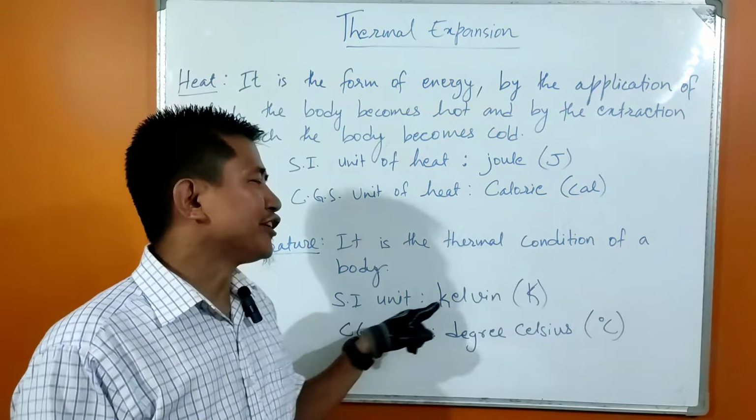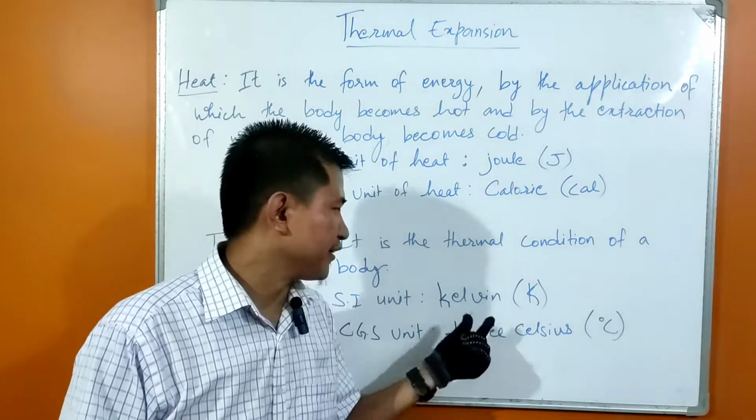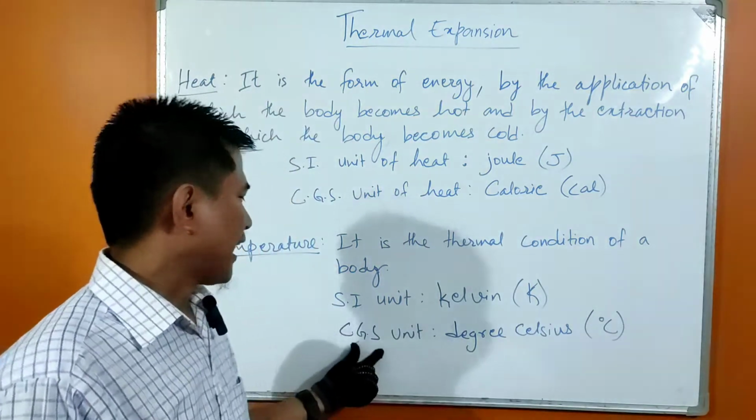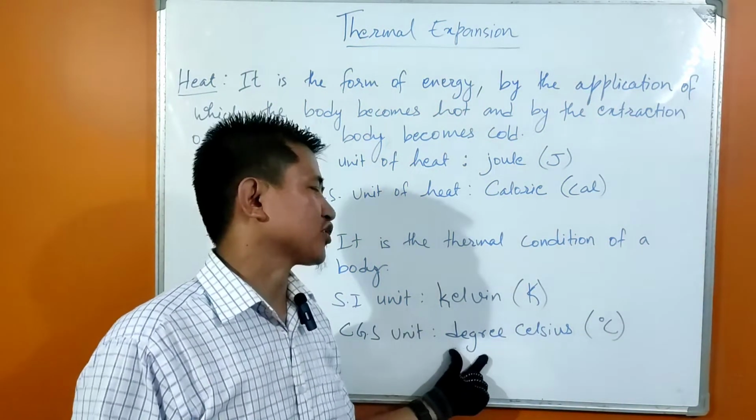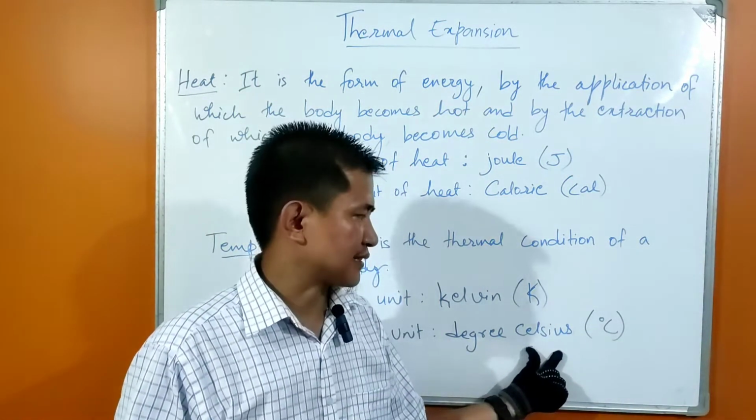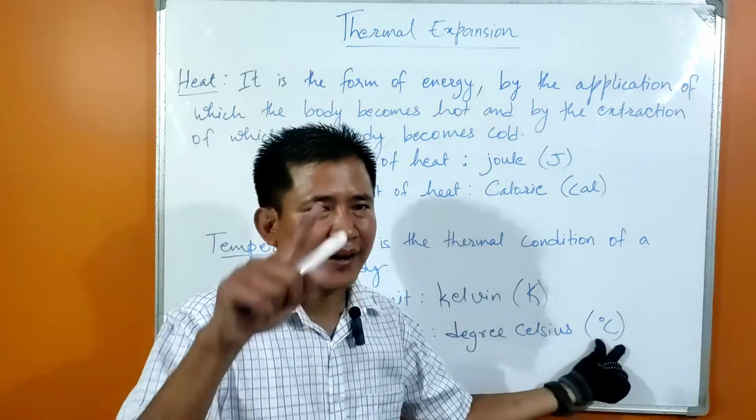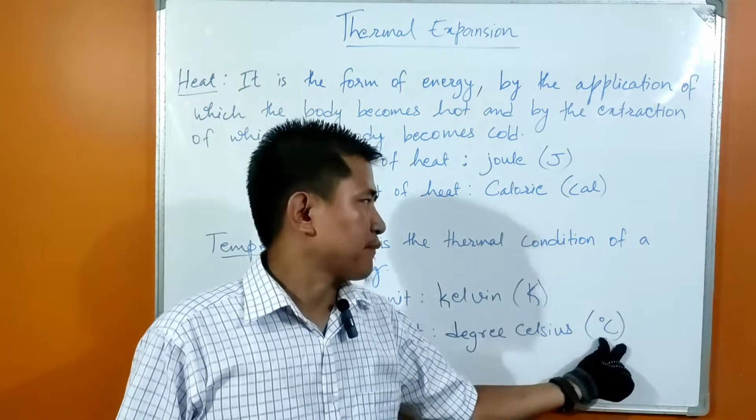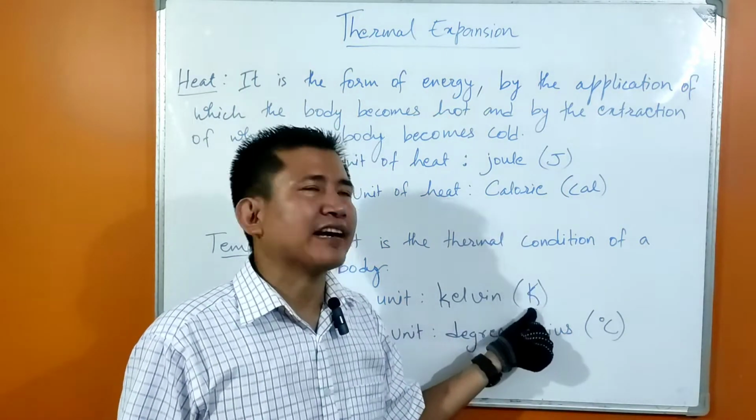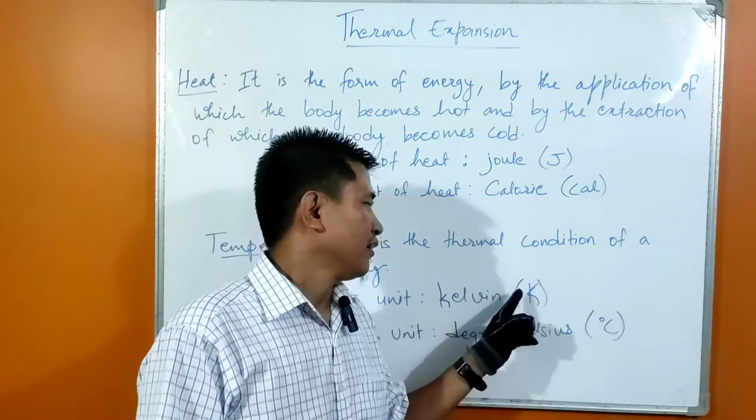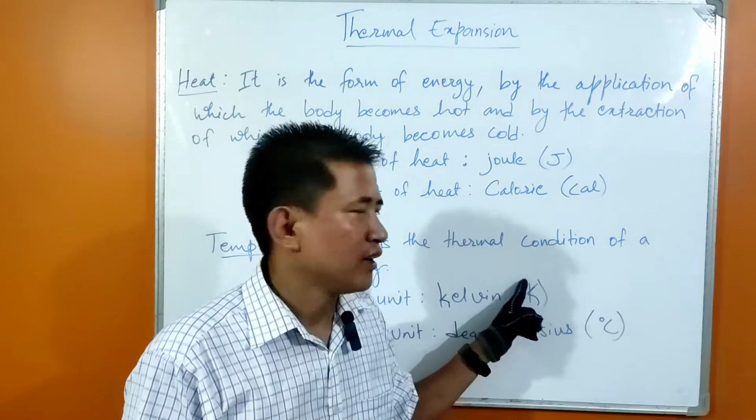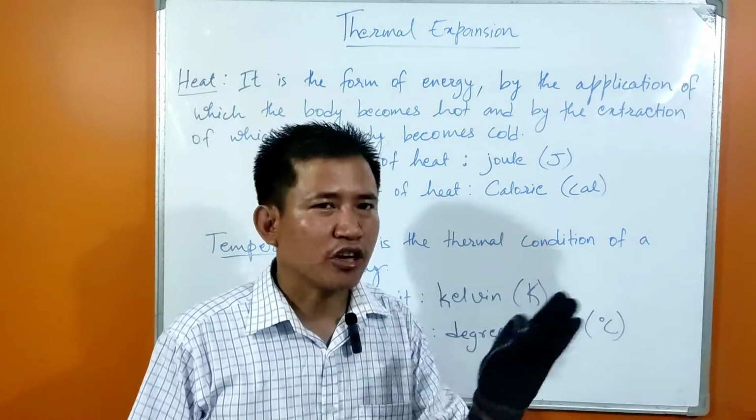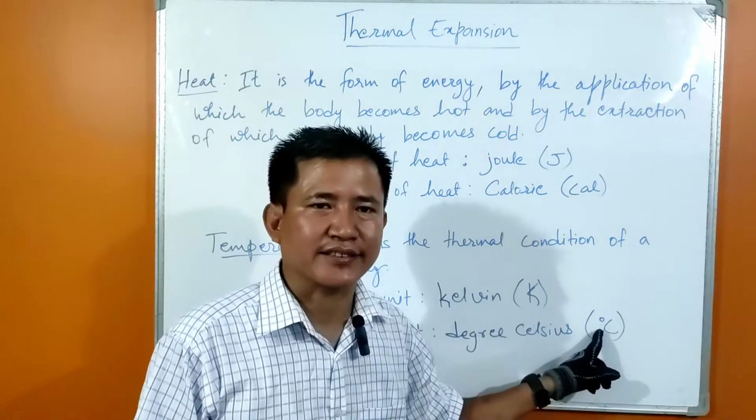Now, the SI unit of temperature is Kelvin. It's denoted by the capital letter K. And the CGS unit of temperature is degree Celsius, denoted like this. Many students make the mistake of writing degree with Kelvin. Please remember, the degree sign should not be put with Kelvin. Kelvin is just K. Do not put degree like in degree Celsius.